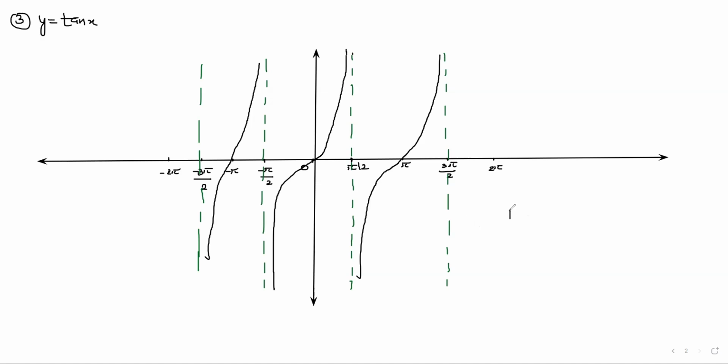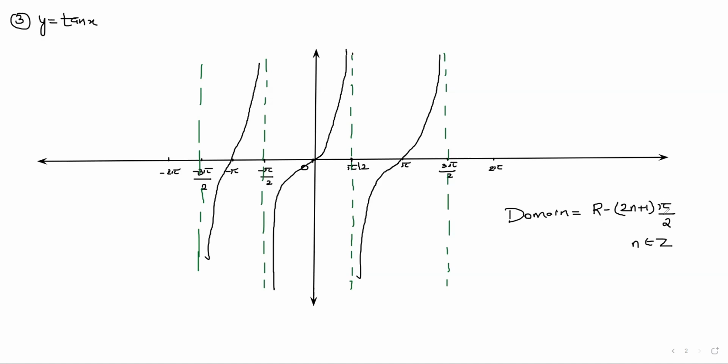Now we decide the domain and the range. What is the domain? If you check the x-axis, then for pi by 2, 3 pi by 2, the function is not defined. So the domain is R except odd multiples of pi by 2. We can say (2n plus 1) pi by 2, where n belongs to any integer.